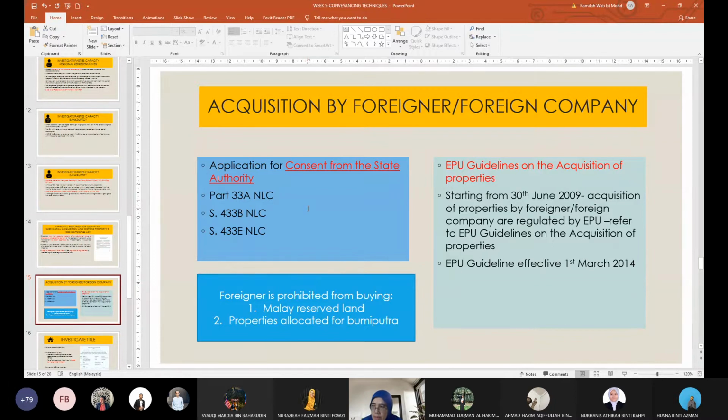Contohnya, it depends on state punya guidelines sebenarnya, dan kita ada juga EPU punya guideline. So kalau dulu dipanggil FIC, Foreign Investment Committee Approval, tapi starting from 2009, guideline ni telah dibuat oleh EPU. Nanti boleh google lah EPU Guideline on Acquisition of Property by Foreigners. Apa limit-limit yang diletakkan kepada foreigner untuk beli property in Malaysia.